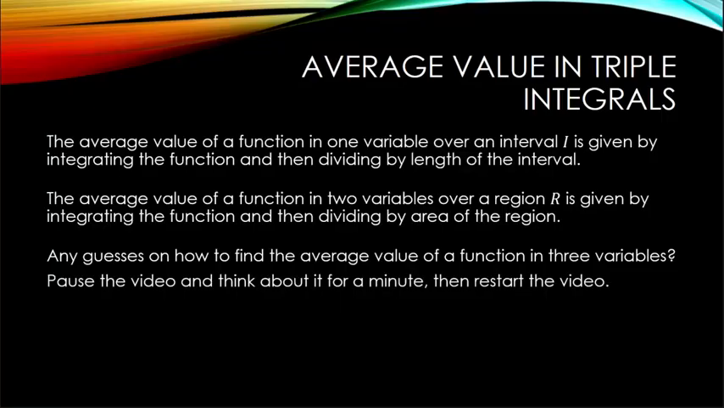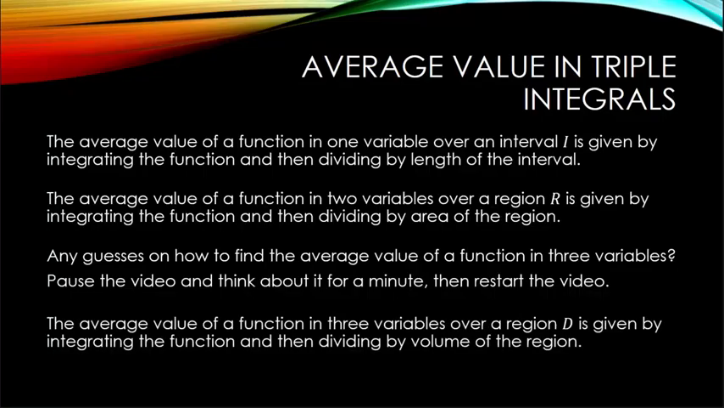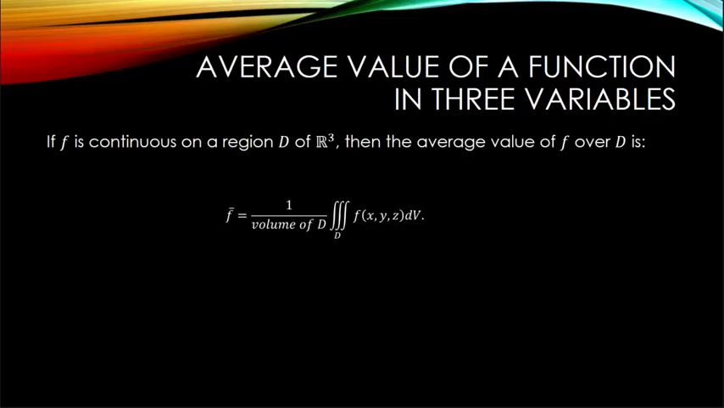Pause the video and think about it for just a couple seconds, and then restart the video to check whether or not you're on the right track. It shouldn't be a surprise that the average value of a function in 3 variables over a region D will be given by integrating the function and then dividing by the volume of the region. So if f is continuous on a region D in R3, then the average value of f over D is equal to 1 over the volume of the region D times the triple integral over the region D of f of xyz dV.